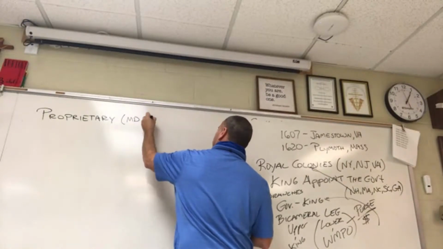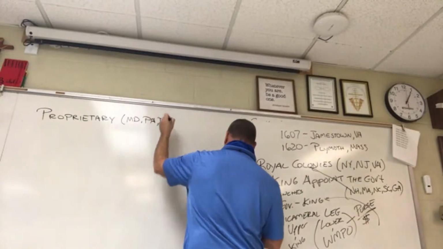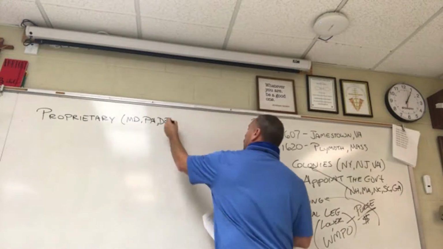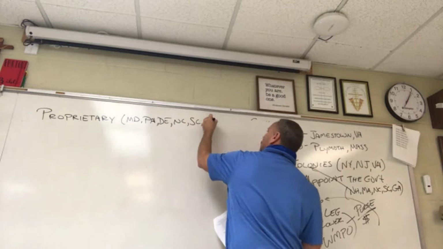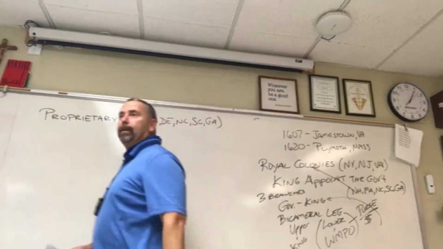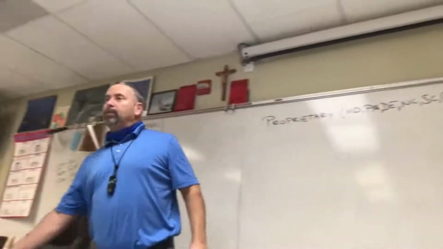Okay. Now, these colonies included Maryland, Pennsylvania, Delaware, North Carolina, South Carolina, and Georgia. So with these, you might remember some of the names.